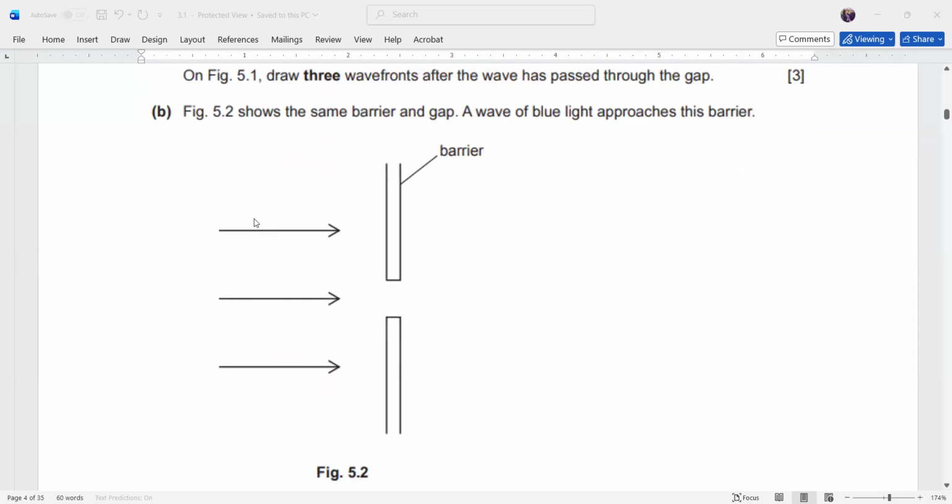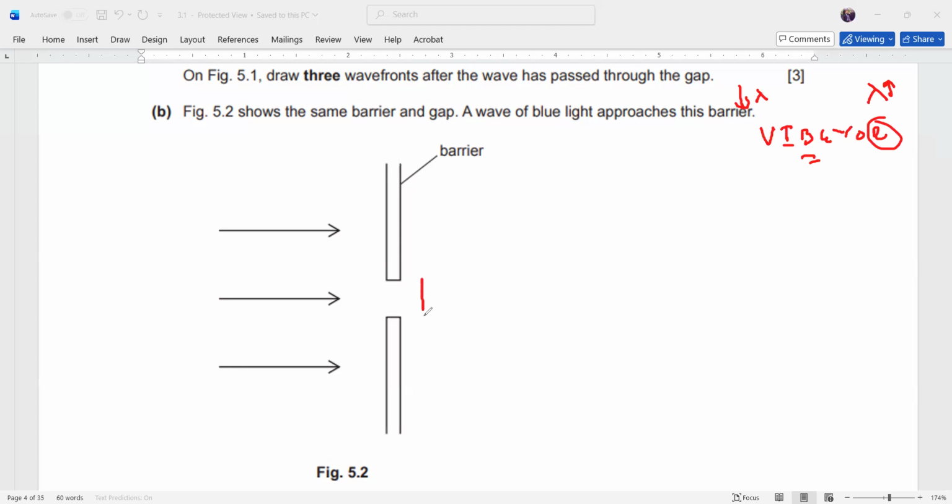The next, figure 5.2, shows the same barrier and gap, but a blue light approaches. So blue light: if you see the electromagnetic spectrum, which includes violet, indigo, blue, green, yellow, orange, and red, red has the longest wavelength and violet has the shortest wavelength. So if blue light is there, it should diffract more or less? What will happen to blue? It will diffract less because it has a shorter wavelength.